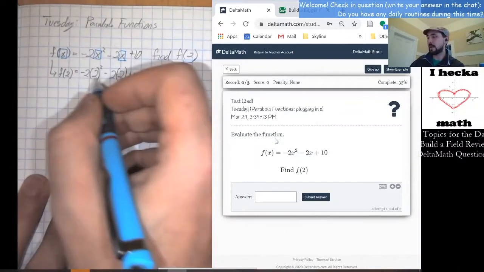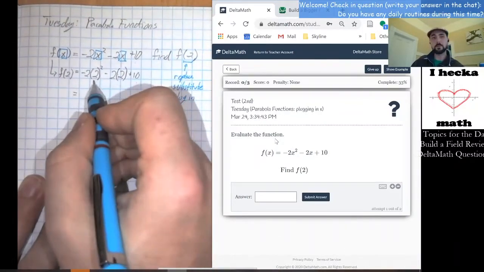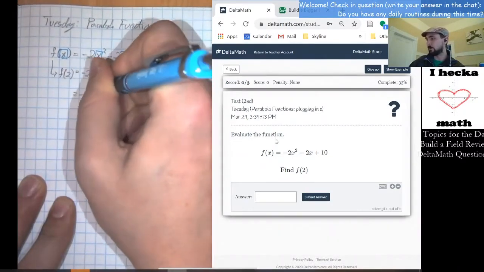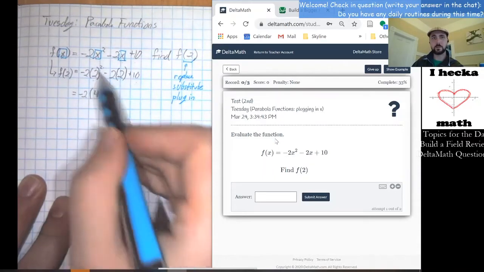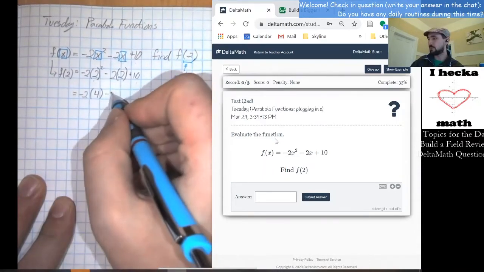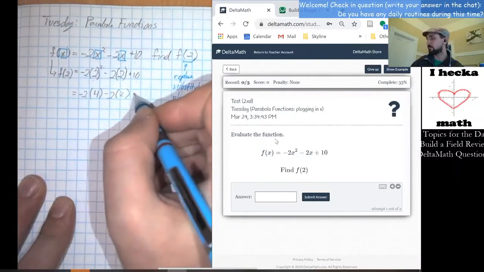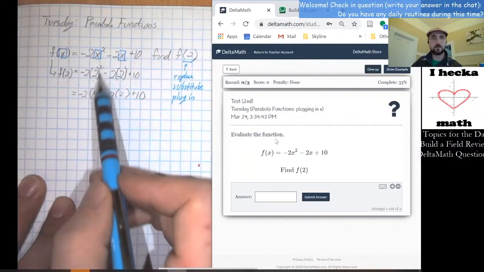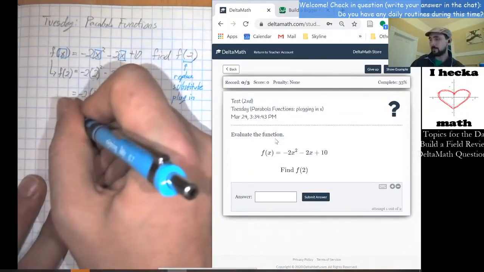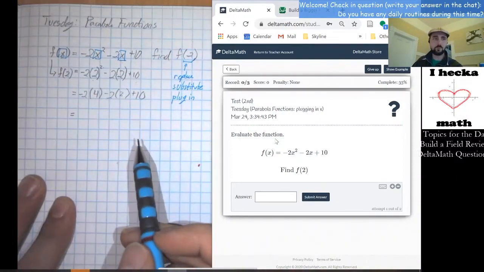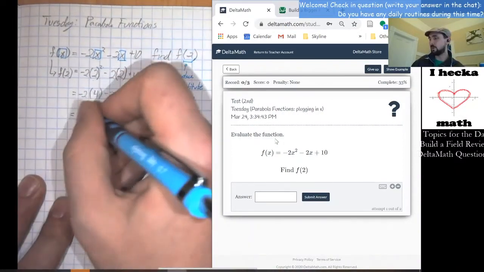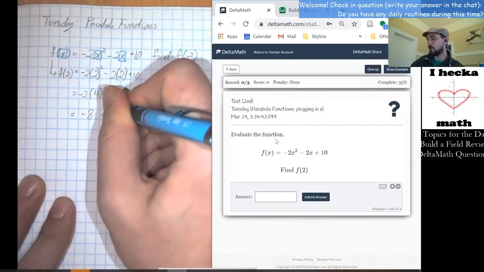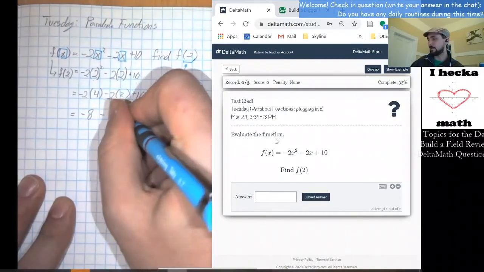Here, PEMDAS matters. So in this case, the first thing we would do is 2 squared, which is 4. Right? 2 squared means 2 times 2. And then I'm just going to do that one step just to make it really clear that that is the first part of PEMDAS, right? 2 squared becomes 4. After this, if you can already do this on your own, great. -2 times 4 is -8. -2 times 2 is -4. And then there's a plus 10 at the end.